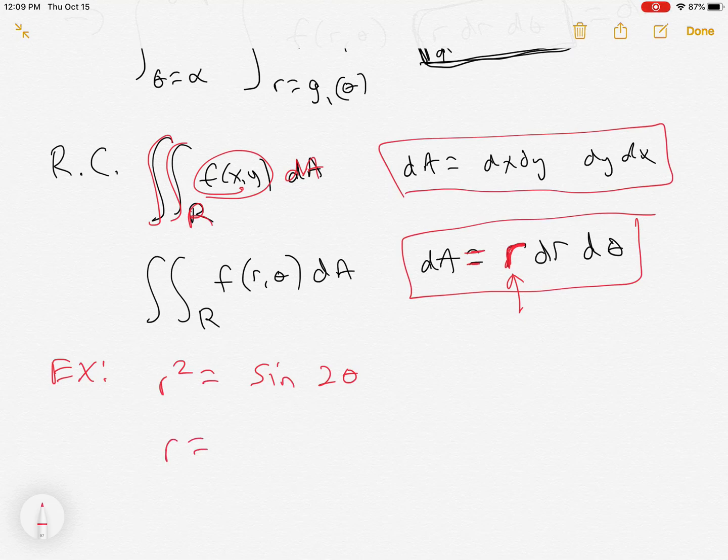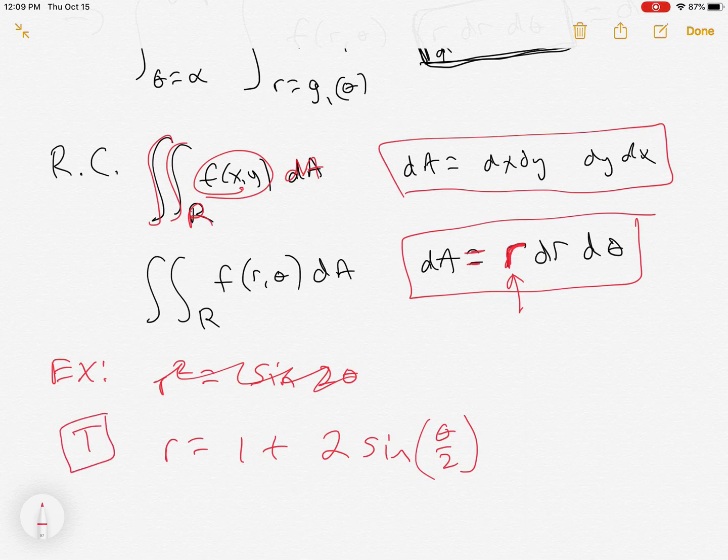Here it is. Forget about this, that's too easy. 1 plus 2 sine theta over 2. Unfortunately, it's got a t next to it in your book, so that means you have to use a calculator. I still think we can do it by hand. It's called a nephroid of Freeth. So it asks us to graph the nephroid of Freeth.